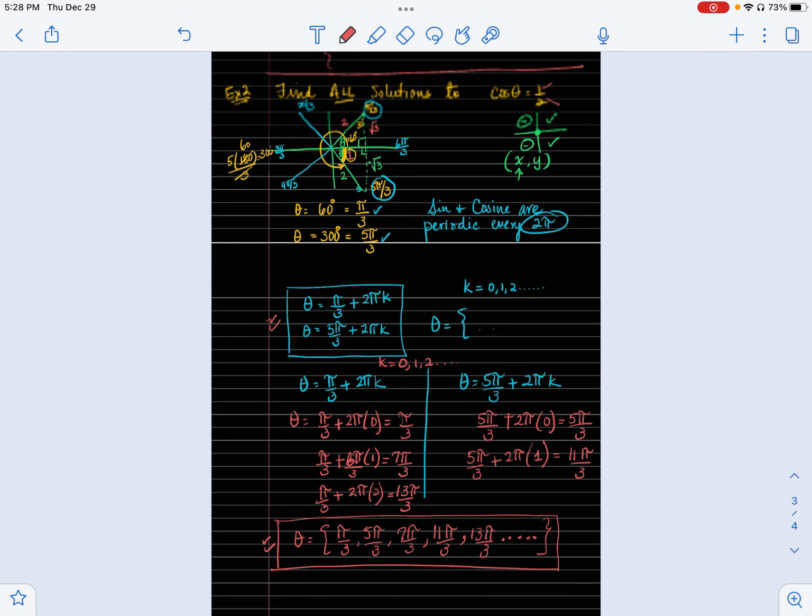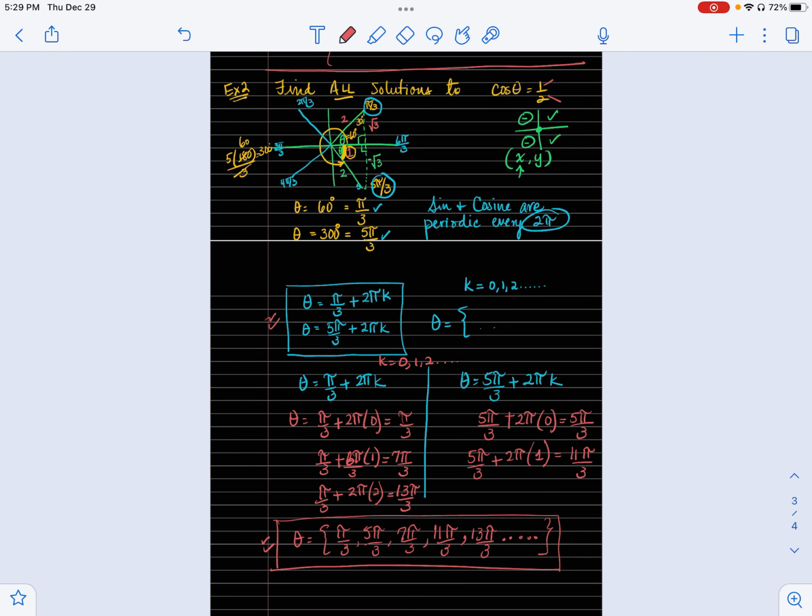What was the question asking me? Find all possible solutions of theta, and I have found all possible solutions of theta.